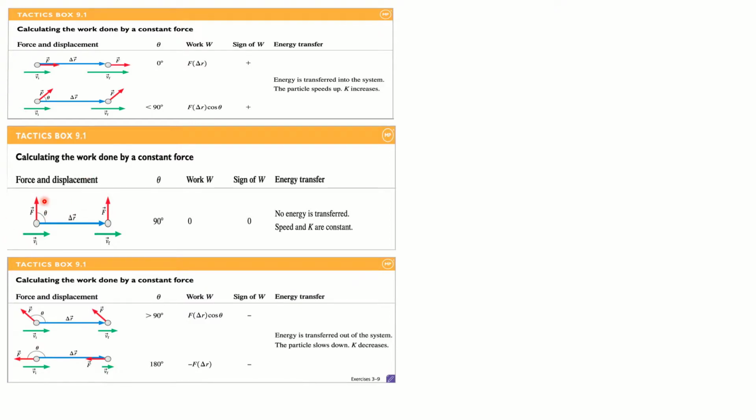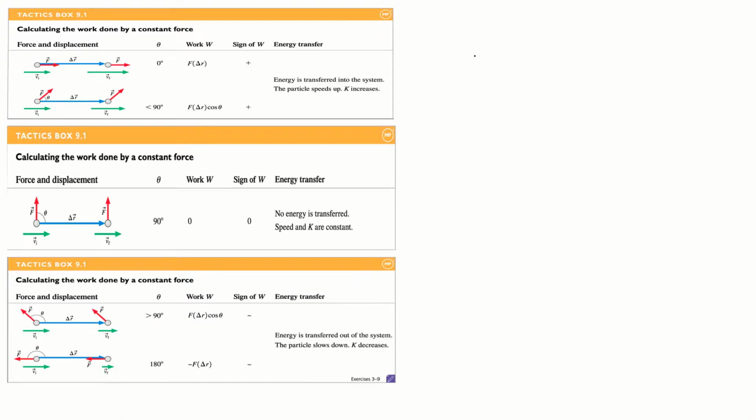If the force is perpendicular to the direction that the particle is moved, the direction of the displacement, that angle is going to be 90 degrees, and the force does no work, which makes sense. This force wouldn't cause this particle to speed up or slow down in that direction, so it does no work. And the last case, if the force has a component in the opposite direction of that displacement, the work's going to be negative. It's going to remove kinetic energy from that system. And you can see that just from the cosine theta term there.